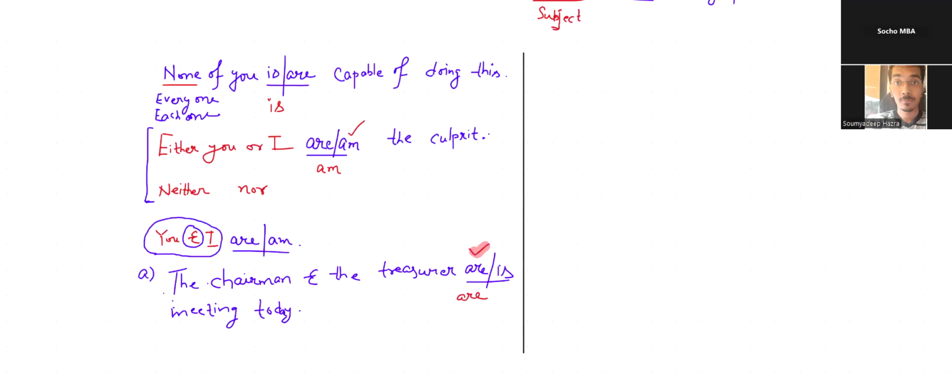Now let us come to the B version of this. What would be the B version? The chairman and treasurer is or are meeting today. What do you think? It will be is, because in the first one the chairman and the treasurer were two different people, and in this one it is about only one person.